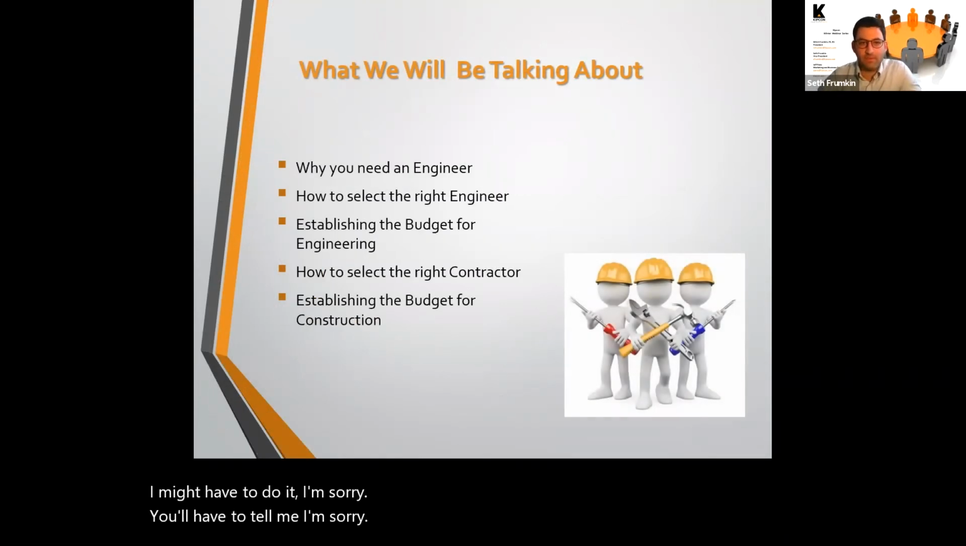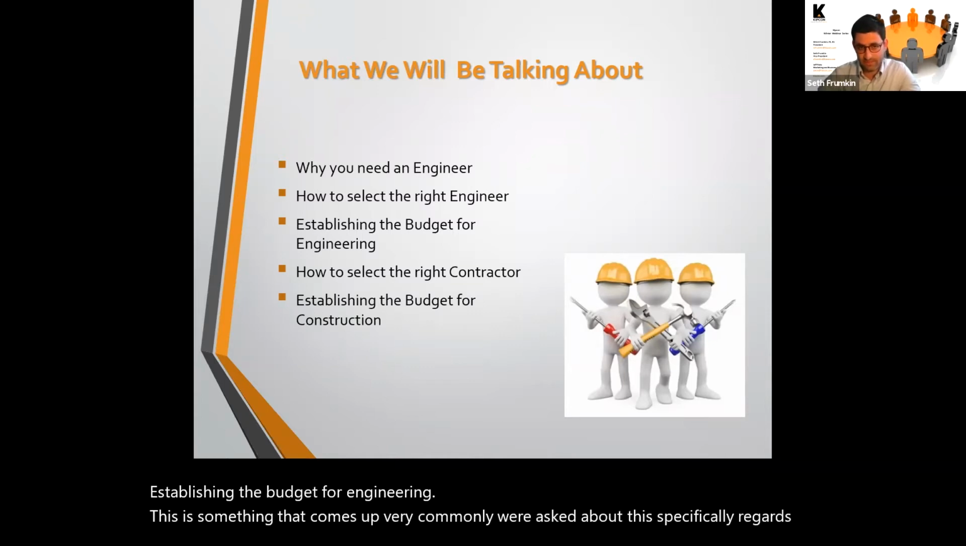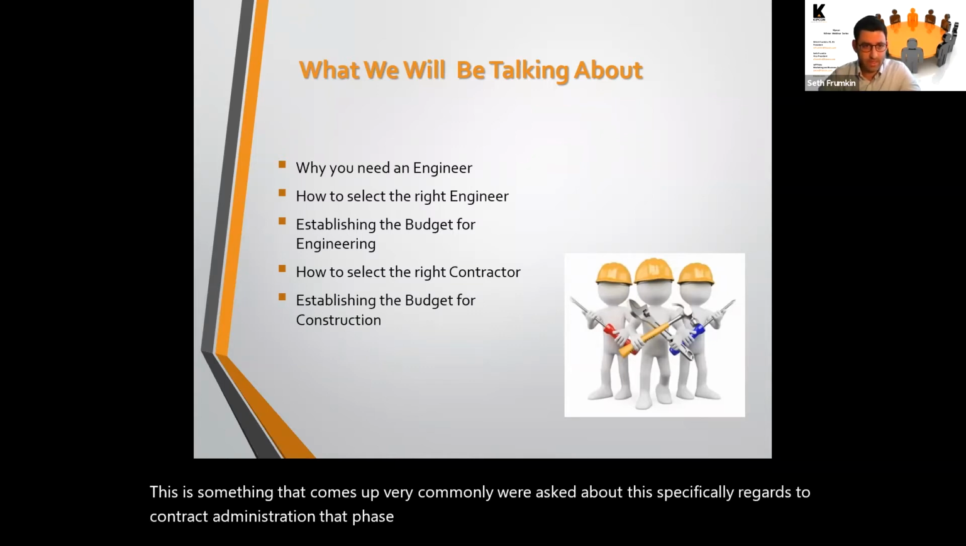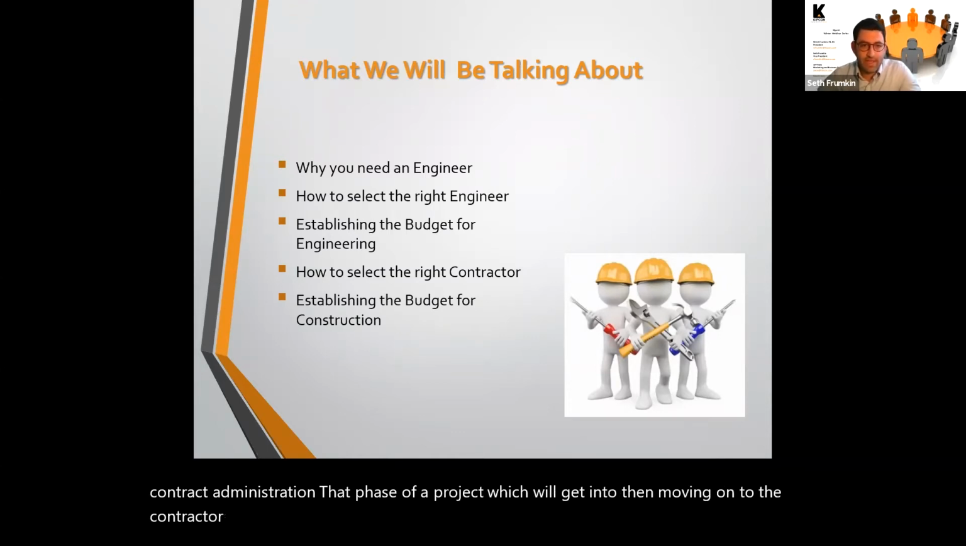So the subtopics will be: why is an engineer needed to begin with, and how to select the right engineer, establishing the budget for engineering. This is something that comes up very commonly. We're asked about this, specifically in regards to contract administration, that phase of a project, which we'll get into. Then moving on to the contractor, how to select the right contractor, and establishing the budget for construction.